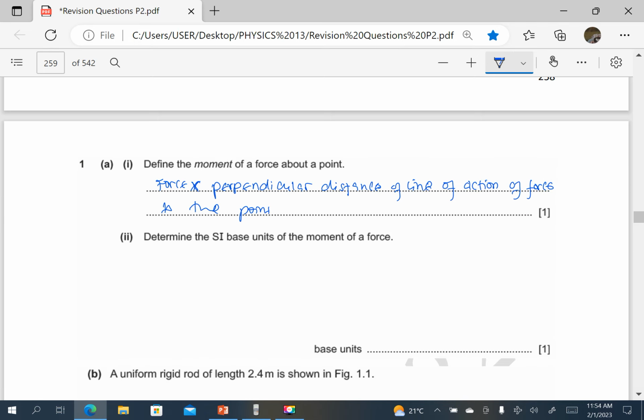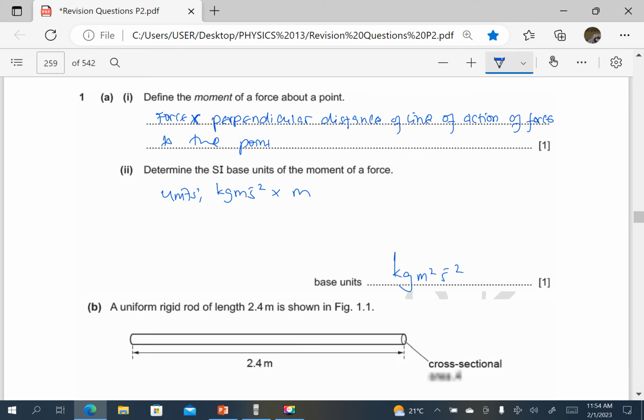Determine the SI base units of the moment of force. So, since moment is force times perpendicular distance, therefore the units are going to be for force, kilogram meters per second squared, and for distance, that is meters, and that gives us kilogram meters squared per second squared.